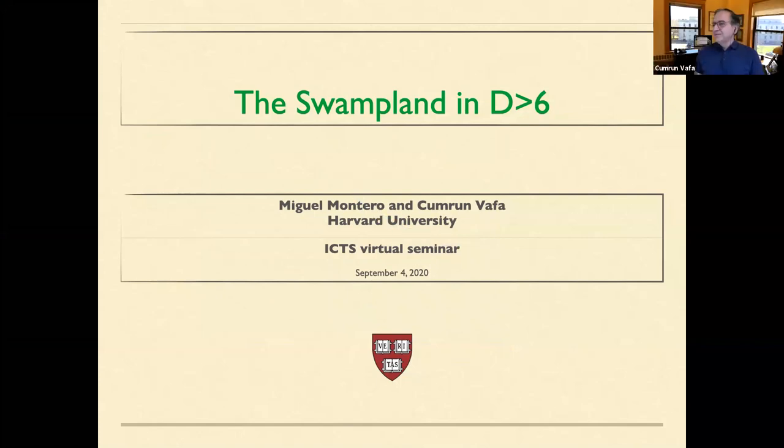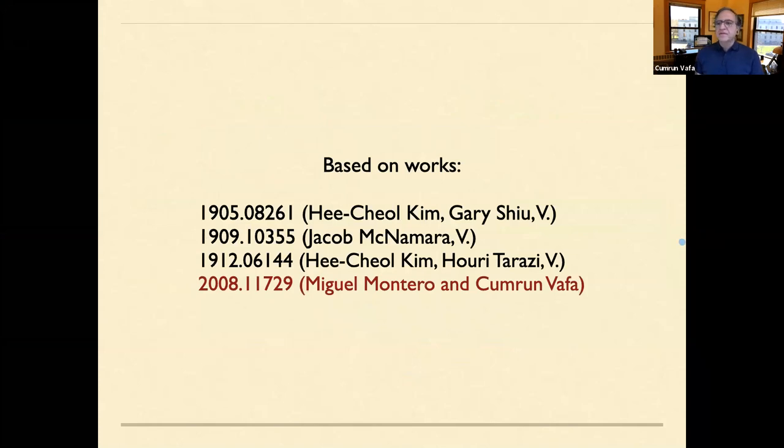Thank you very much. It's a great pleasure to be giving a talk here. Thanks for the invitation. I'm going to talk about swampland in D bigger than six. As was mentioned, this is the joint talk that we're going to be giving with Miguel. The work is based on a number of papers. It began in a 1905 paper that we wrote with Hee-Chul Kim and Gary Shu. A related topic is a paper written with Jake McNamara, having to do with the cobordism conjecture. Another relevant paper is with Hee-Chul Kim and Huri Tarazi, my student. And finally, the work that is going to be more than half of this talk is based on the work we just put out with Miguel very recently. So that's the plan, the papers that relate to the talk.